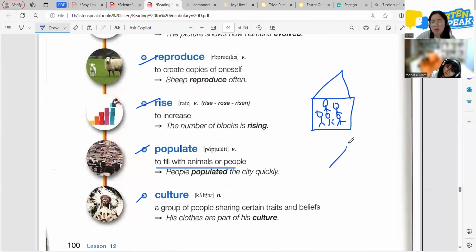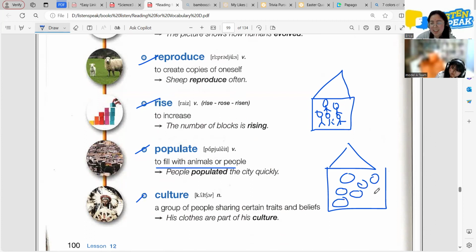Or you can also say, let's say this house. Think of these as animals. This house is filled with animals. So it means this house is populated by animals. So this house is populated. Populate means filled with people or filled with animals. Okay.